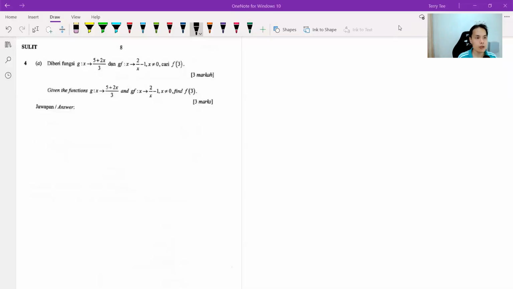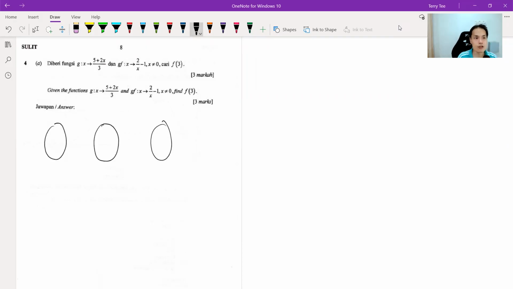Okay, question number 4a. So you're given g(x), you're given gf(x), you're finding f(3). This is the case when you're given a function and the composite function, and you're finding the function inside. We call it the function inside. Now, let me just do a sketch for you. Perhaps I just draw the sketch here, then I do the working on the other side. So this is just for you to understand.